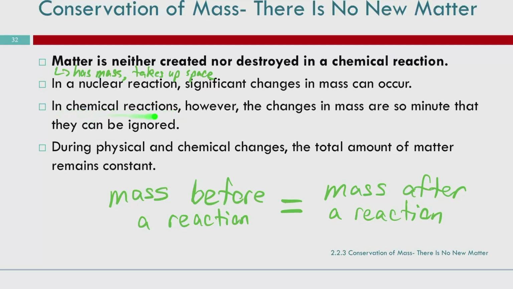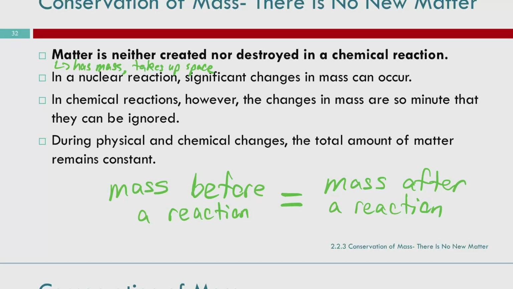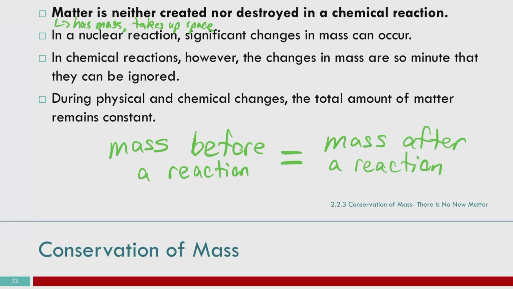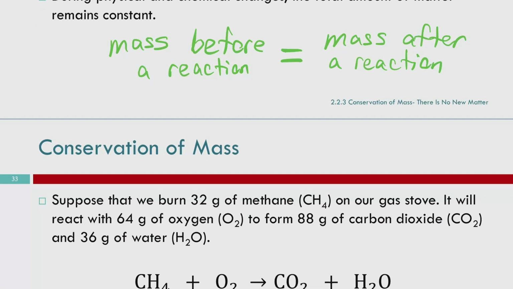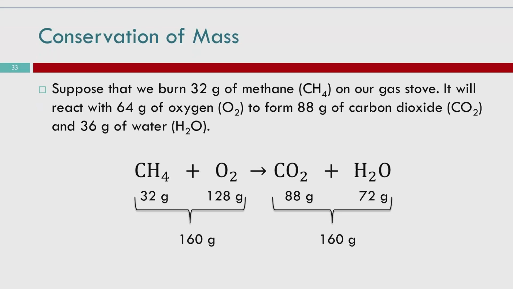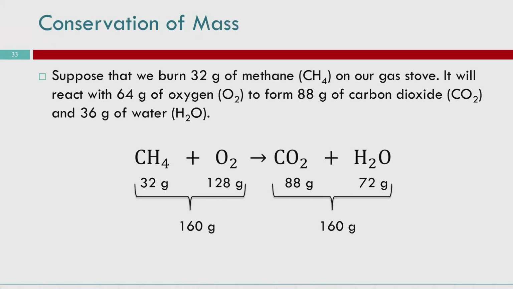In non-nuclear chemical reactions, there are some changes in mass, but they're really small and we wouldn't notice them. I don't think that we would be able to measure them in our labs. So our total amount of matter is going to remain constant. This is a fun one because I forgot to change these numbers. That's supposed to be 128. And this is supposed to be 72.